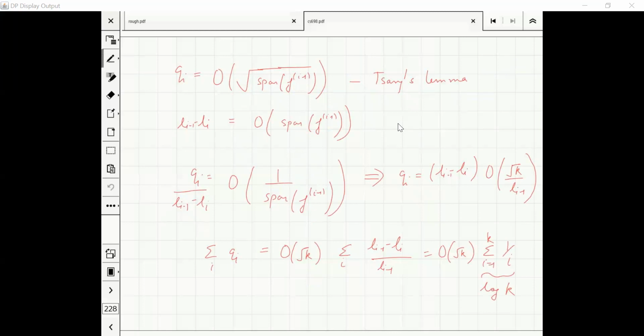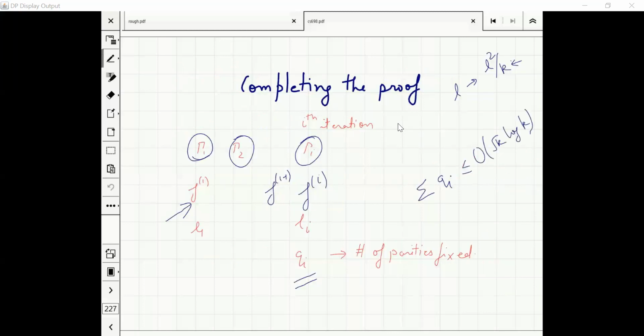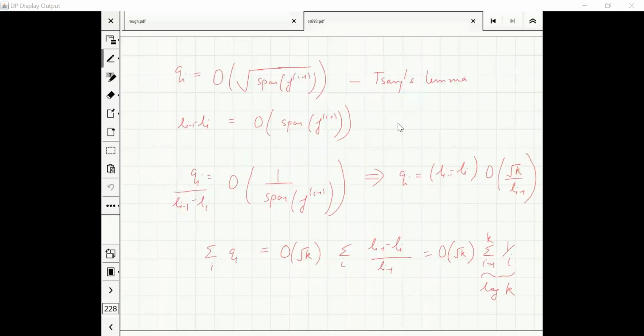So the first important thing to notice is that I arrive at gamma i because I am applying Sang's lemma on Fi minus Fi minus 1. Very good. That means Qi is going to be of order square root of the sparsity of Fi. So this is Sang's lemma. Whichever function you are going to apply it on, the square root of the sparsity of that is the number of parities you must fix.